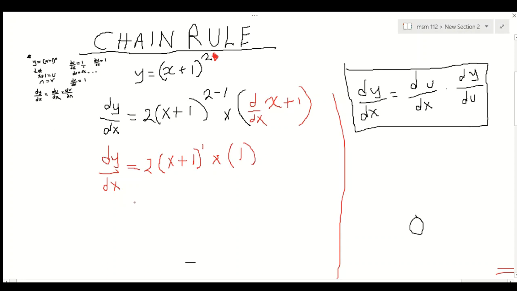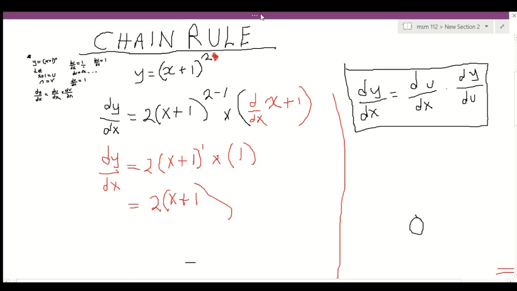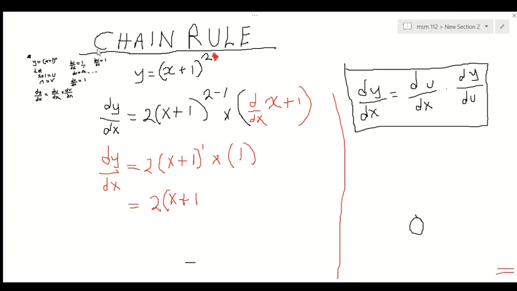Then going forward, this will be equal to 2x plus 1, like this. This is how you can do your shortcut in chain rule. So you just drop the power you have there, you multiply it with the same thing you have in the brackets, then that power you subtract by 1, and multiply this by the derivative of what's in the brackets. This is the shortcut for chain rule.